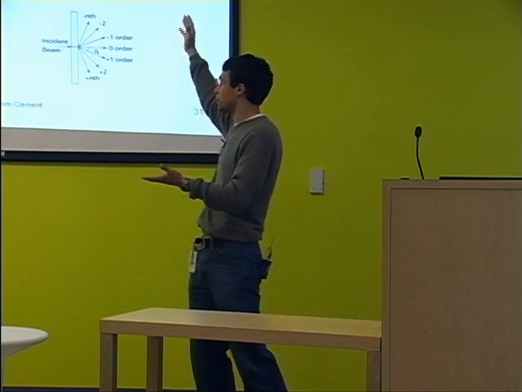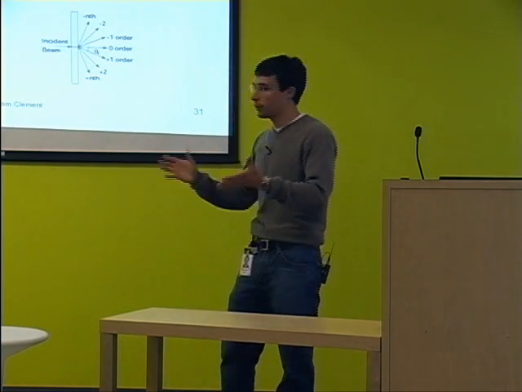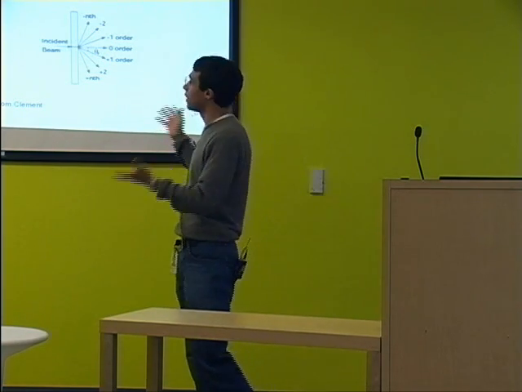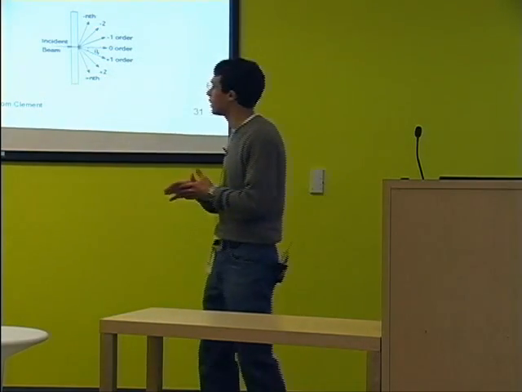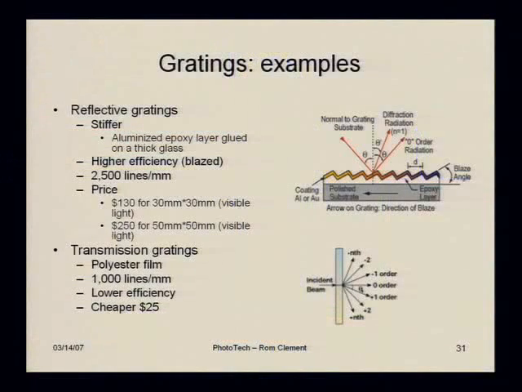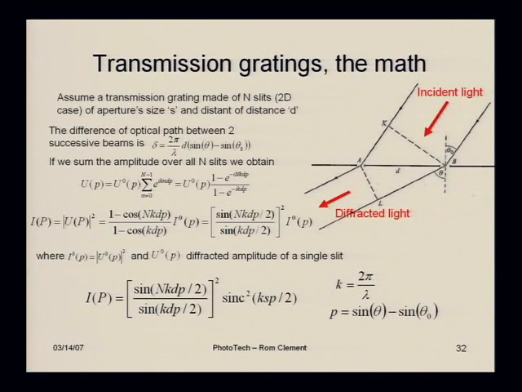For reflective gratings, the cost is about a couple of hundred dollars. It's a lot cheaper for transmission gratings, but it's harder to get a higher number of lines or grooves per millimeter, and they also have lower efficiency. Again, I don't want to scare you. I'm just trying to give you a sense of what's happening.